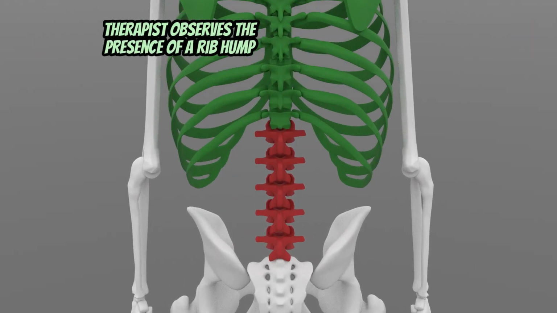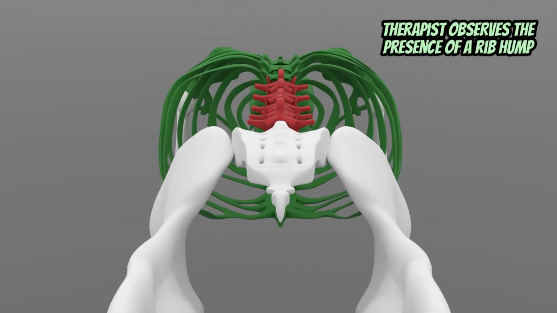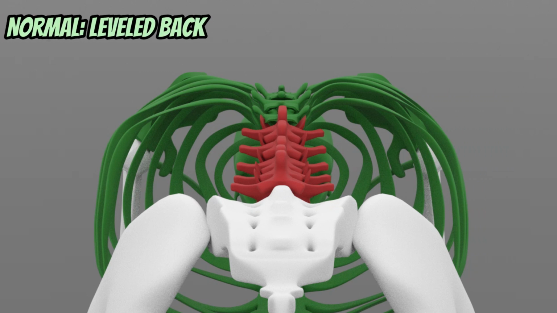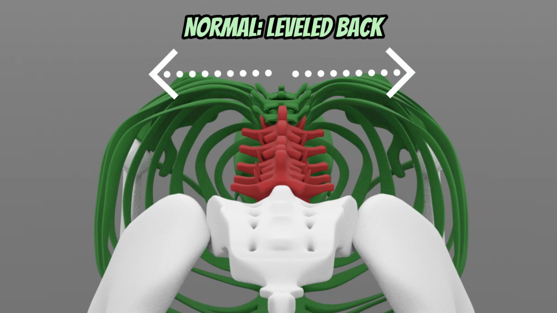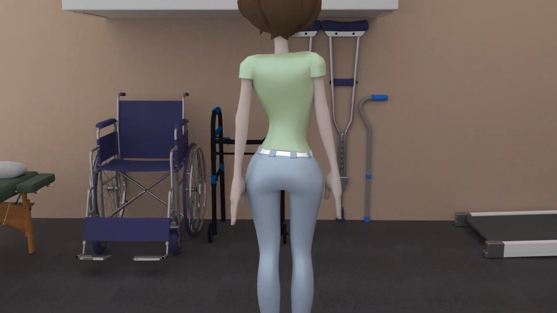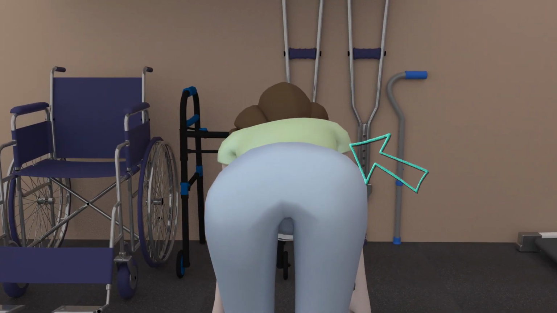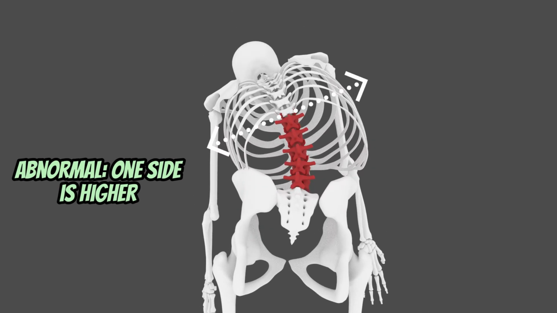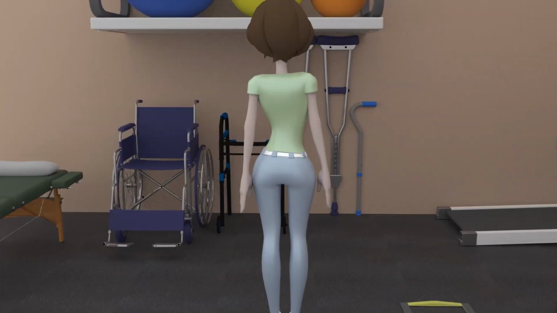The therapist observes the presence of a rib hump or elevated side of the back, indicating the convex side of the scoliotic curve. Normal findings are that both sides of the back and buttocks are level. Abnormal findings is that the right side of the back or buttock will be higher than the left side, indicating a C-curve dextroscoliosis. In standing, you also notice a rib hump.